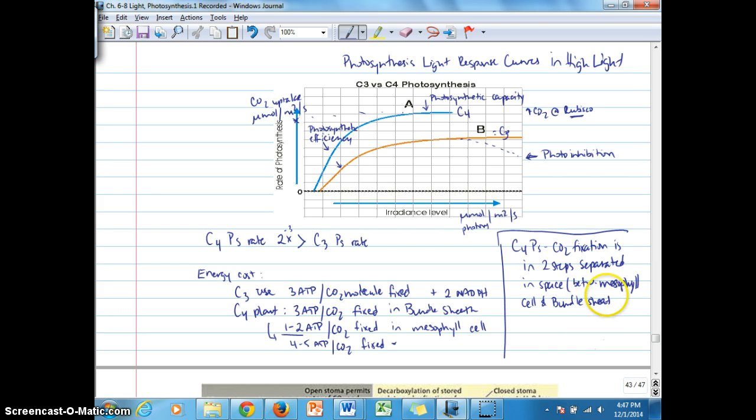And what we're going to see next, in the next video clip, is that in CAM photosynthesis, those 2 steps are separated in time, day versus night, instead of between 2 cells. So that's where we're going to pick up from this point in the next recorded lecture.